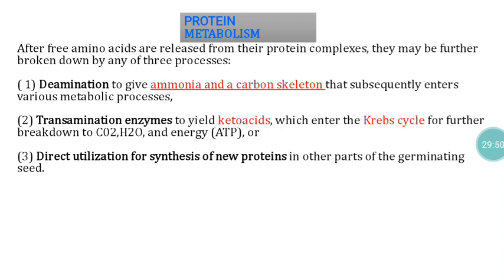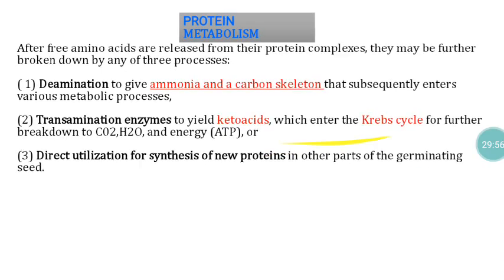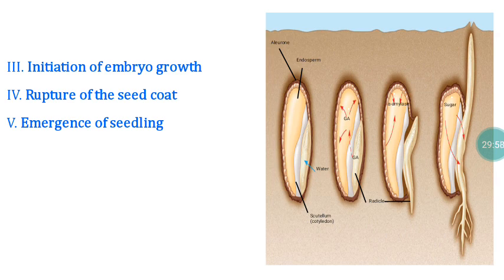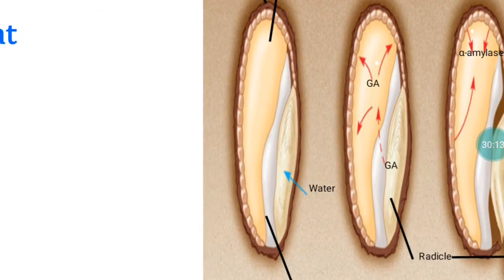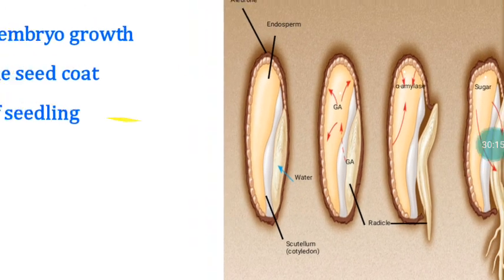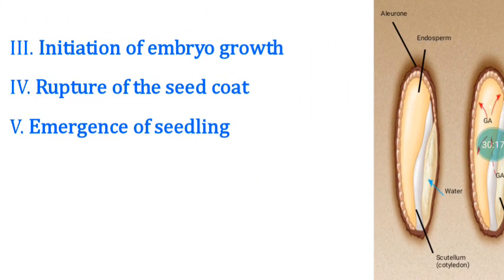At the end of the process, the embryo will be provided with an enormous amount of ATP. With the help of that ATP, the embryo will resume its growth. Here you can see, after generation of an adequate amount of energy, the embryo will resume its growth. So cell elongation will take place, and organogenesis also will take place.